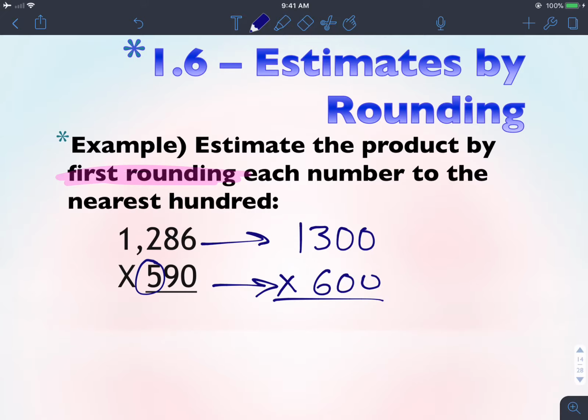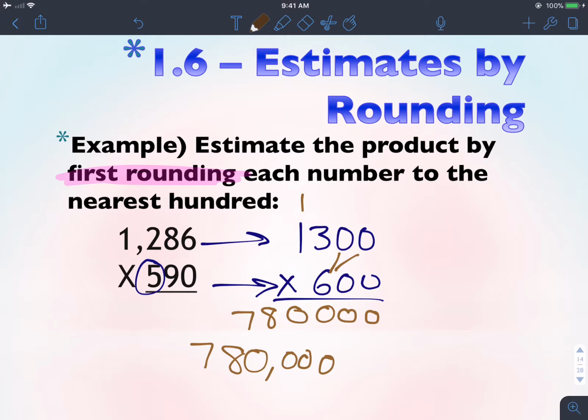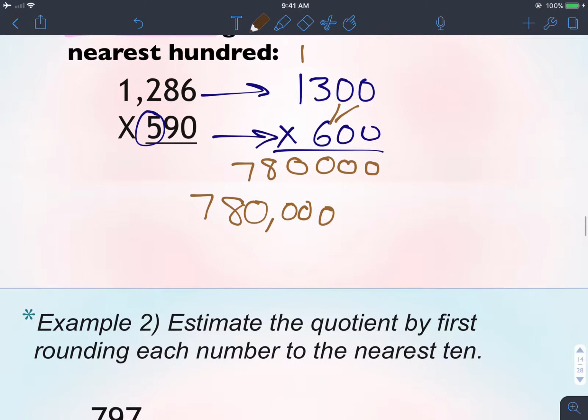That's what they want you to multiply. And this is going to become 0, 0. 6 times 0 is 0. 6 times 0 is 0 again. 6 times 3 is 18. 1 times 6 is 6, plus 1 is 7. They are looking for an answer of 780,000. What happened? Did it stop? Still good. Okay. Sorry about that.